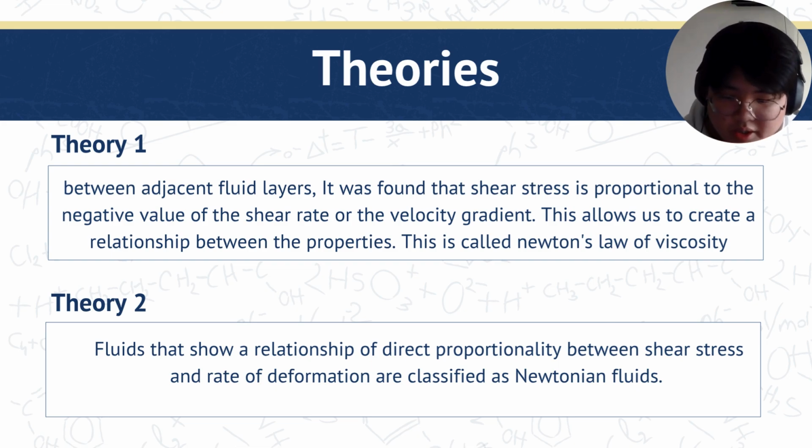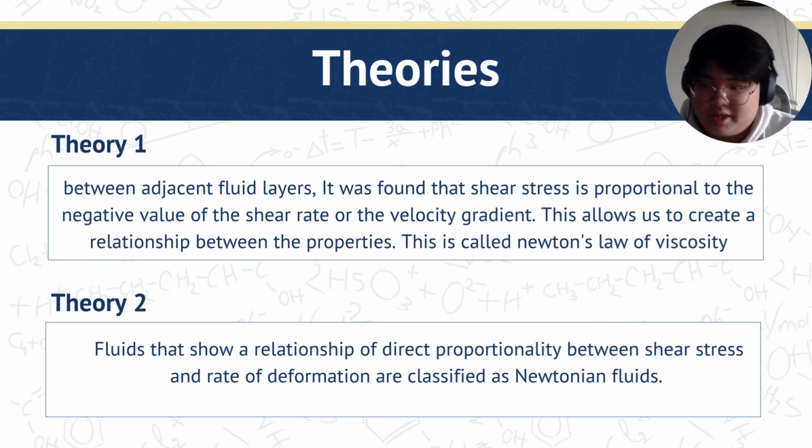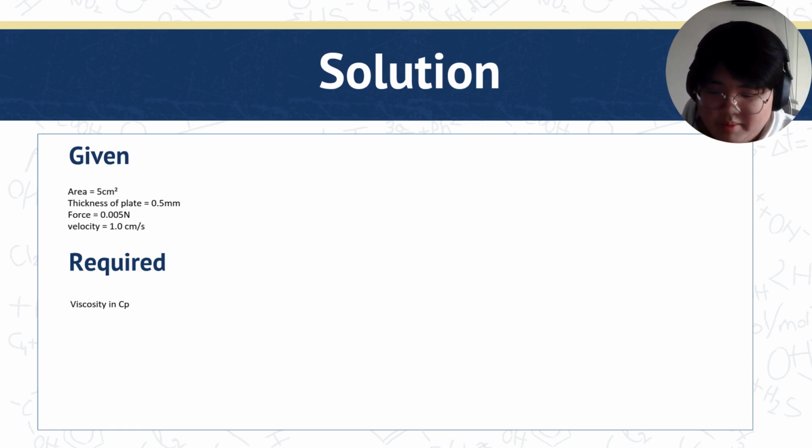So the main law that would help us solve this problem would be Newton's law of viscosity. Basically, this states that between adjacent fluid layers, it was found that shear stress is proportional to the negative value of the shear rate or the velocity gradient. Later on in the problem, there will be a formula shown indicating this exact theory. Fluids that do have a direct relationship between shear stress and the rate of deformation are classified as Newtonian fluids.